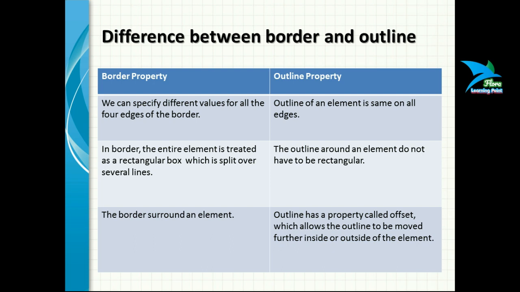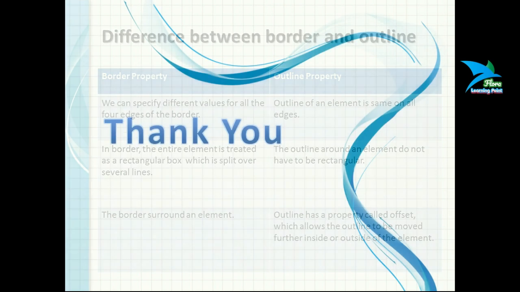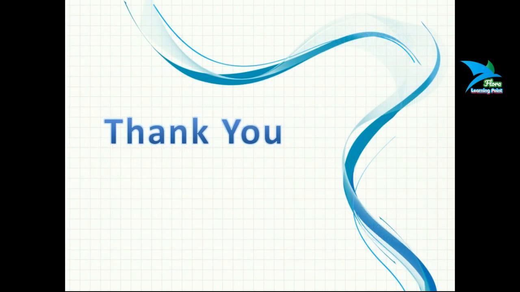And the next difference is that the border surrounds an element, but the outline has a property called offset which allows the outline to be moved further inside or outside the element. That means we can draw the outline inside the object or outside the object also, but a border is always drawn outside the object.